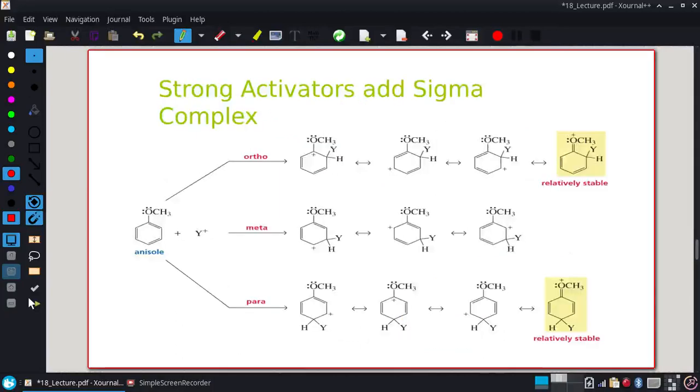It's a lot stronger of a preference if we have a strong activator, because the strong activator adds another layer on it. So think about this one, having that positive right there where the oxygen is. Well, the oxygen is just going to drop a pair of electrons in there and move the positive up to the oxygen itself. That gives a much more stable intermediate, which leads to a much stronger affinity to ortho and para attacks, because you get this very stable intermediate.